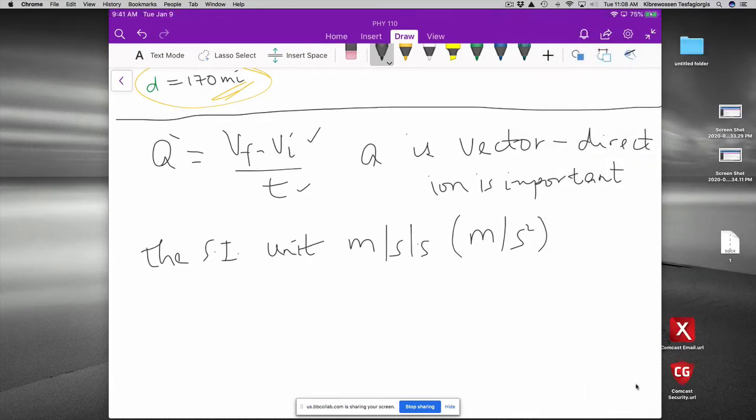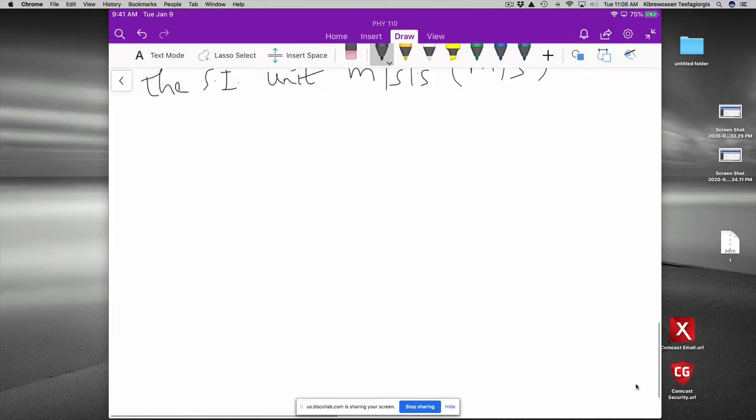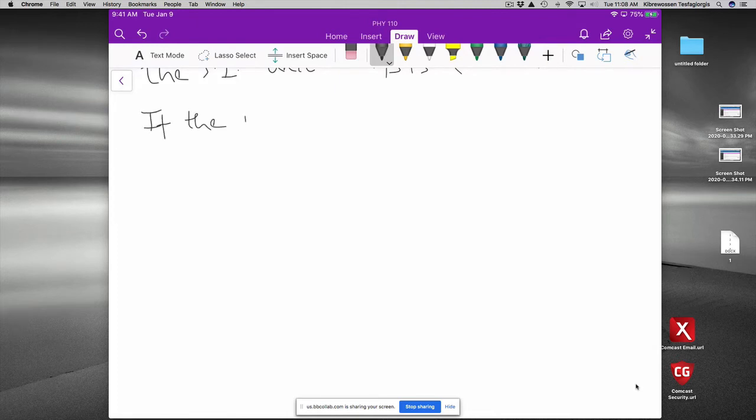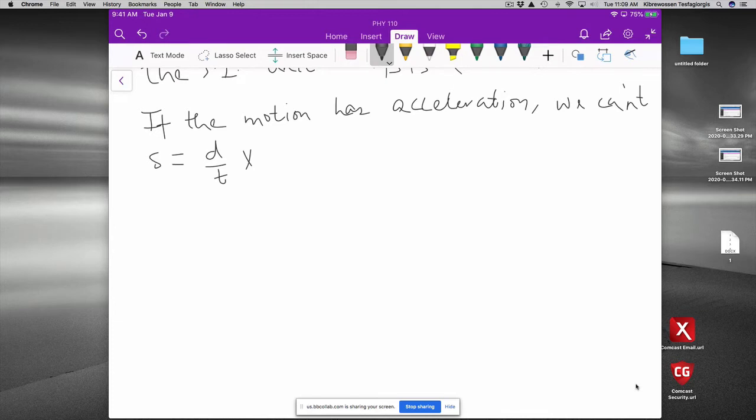Then, just as a revision, a certain motion can have acceleration. If the motion has acceleration, then we cannot use the direct formula that we know, speed is equal to distance over time. This is not a valid formula. I mean, you can use it, but you cannot use it the way it is, without understanding what is happening.